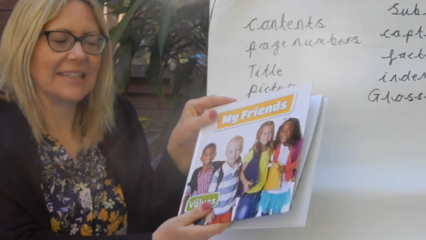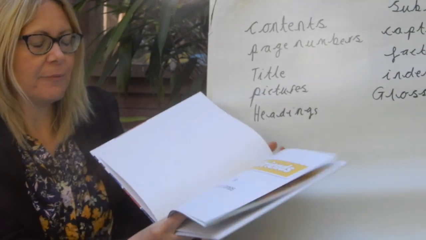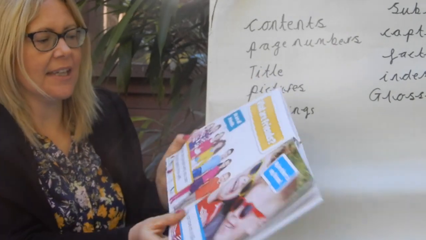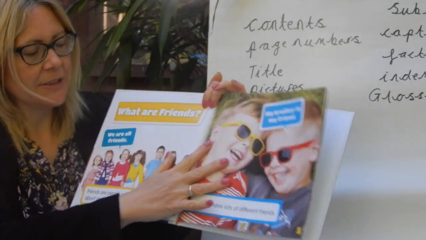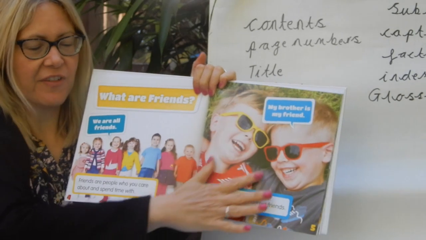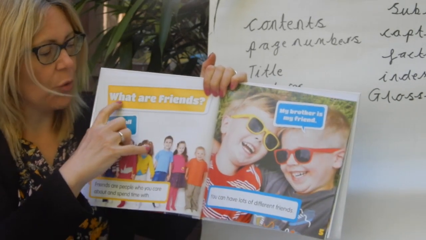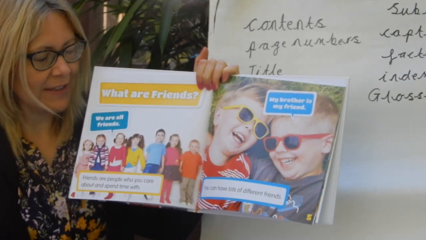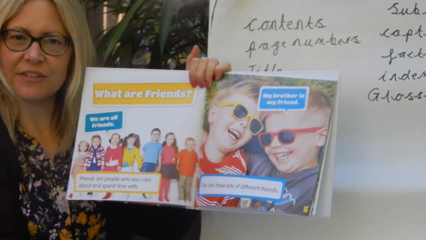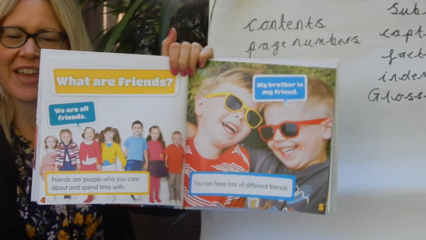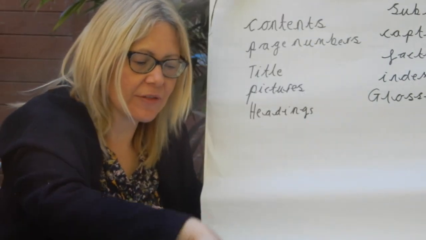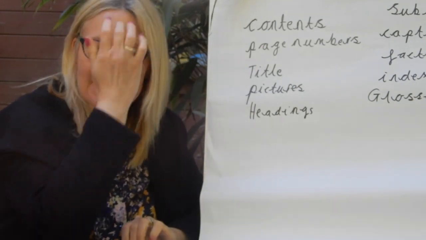And now we're going to find one together. If I flick through my information text, then I'm going to find a heading at the top of my page, and it's going to tell me all about what I'm going to find on the next couple of pages. What Are Friends is my title on this page. Normally it sits at the top, and it lets you know what you're going to read about if you carry on reading that page. So that's the heading. Okay. Right, so these are the features of an information text.